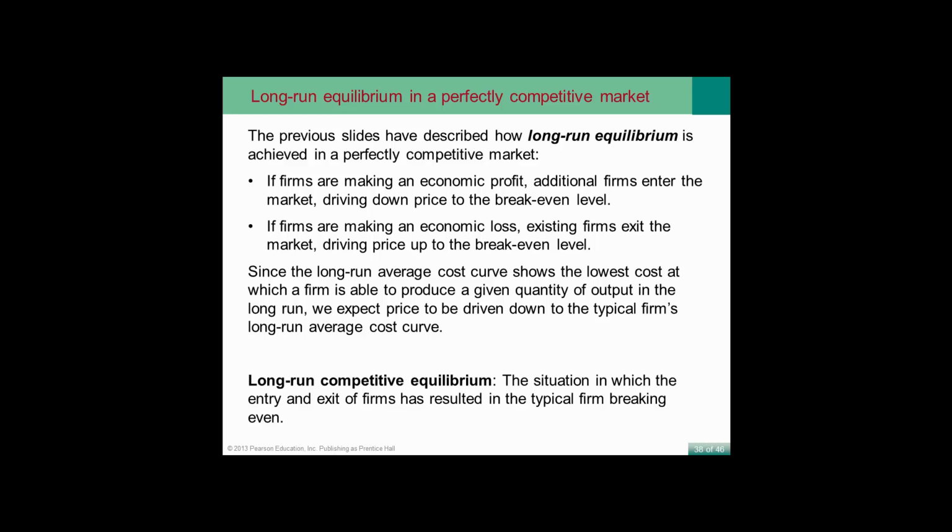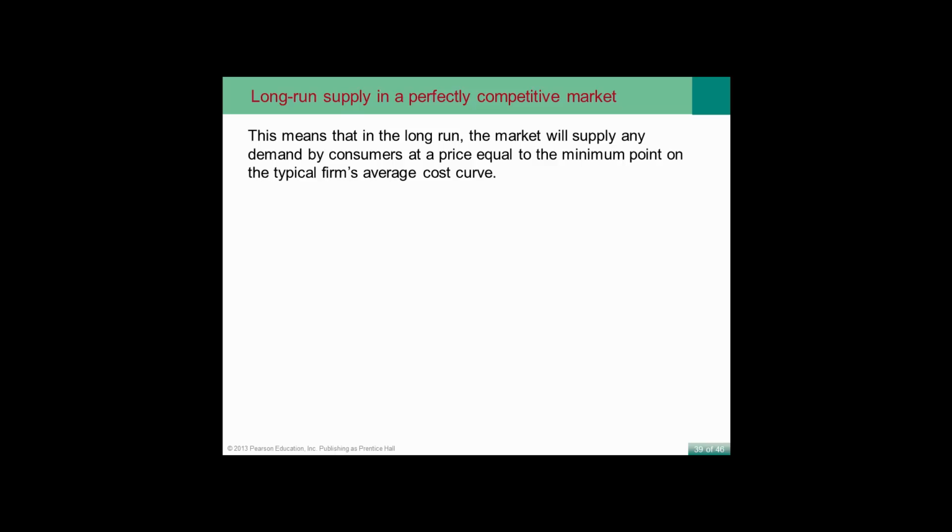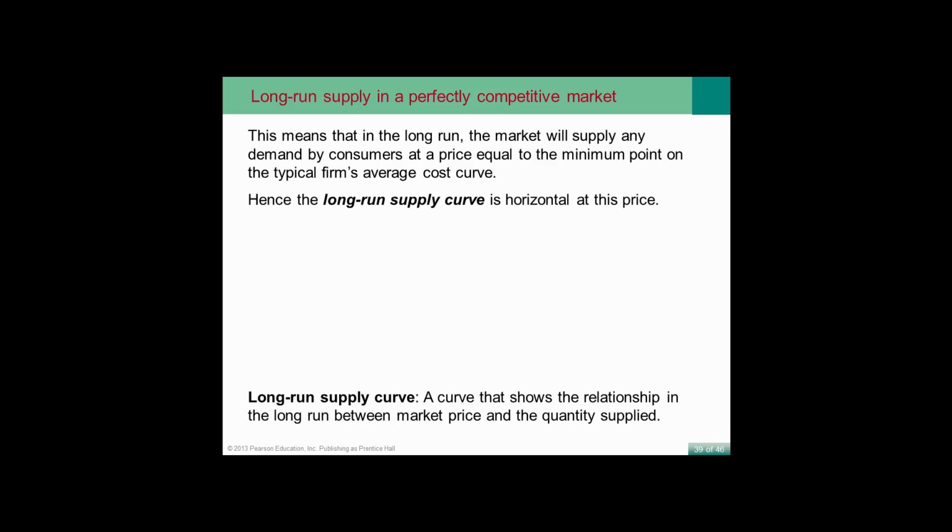Since the long-run average total cost curve shows the lowest cost at which a firm is able to produce a given quantity of output in the long run, we expect price to be driven down to the typical firm's long-run average cost. This means, in the long run, the market will supply any demand by customers at a price equal to the minimum point of the average total cost curve. Hence, the long-run supply curve is horizontal at this price.